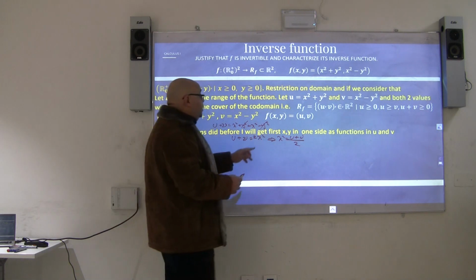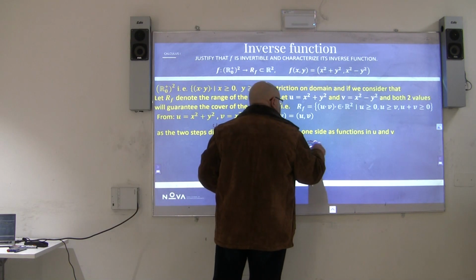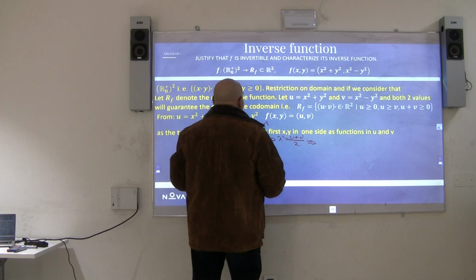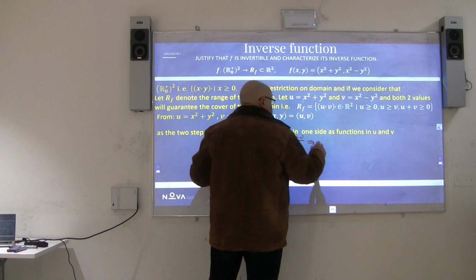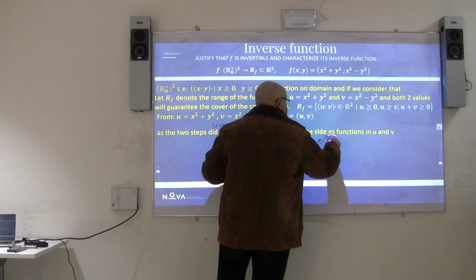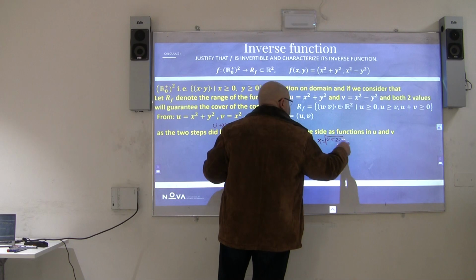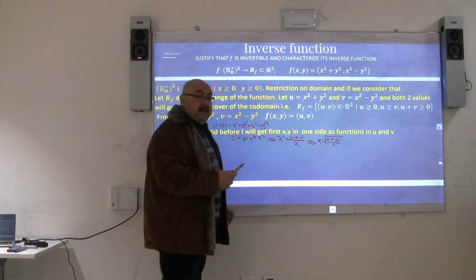Okay, so I can take the square root of this value, and I already have a condition for x. It must be greater than or equal to 0. So x is equal to the root of u plus v over 2. Are you with me? Yeah.